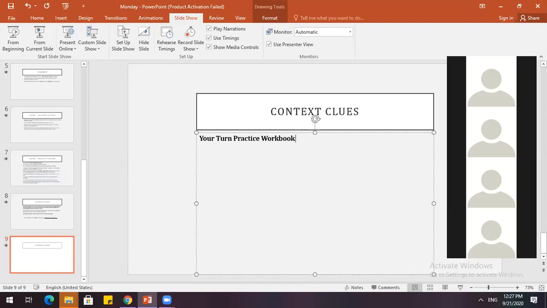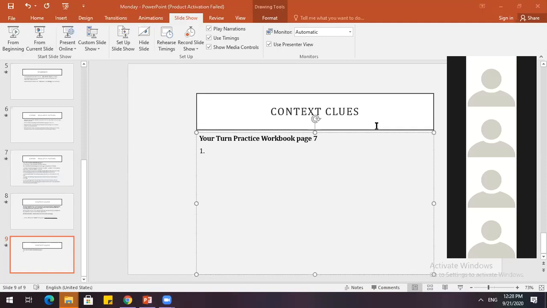Workbook, page 7. Who wants to read? We're going to read each short passage, and then we're going to identify what context clues help us figure out the meaning of the words in bold. Then we will write the word's meaning on the line. Who wants to read number 1?